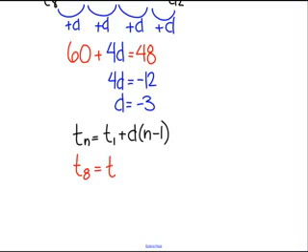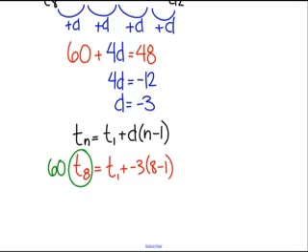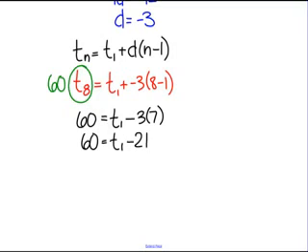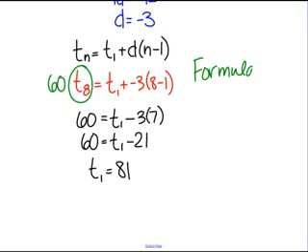And I have some terms that I can use to plug into this equation. So we're going to use the 8th term because that's one that they gave us. It must be true then that the 8th term is equal to the first term plus the common difference times 8 minus 1. The 8th term of this sequence is 60. So I can substitute 60 into this equation, and now all I have left to solve for is the first term. So 60 is equal to the first term minus 21, which means the first term must be 81.